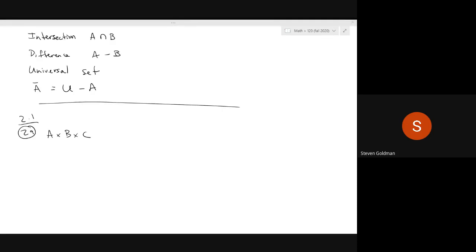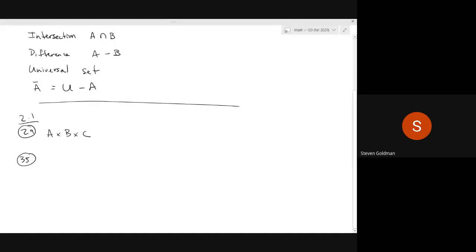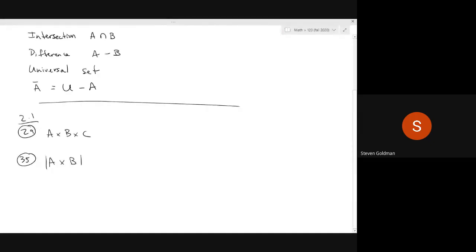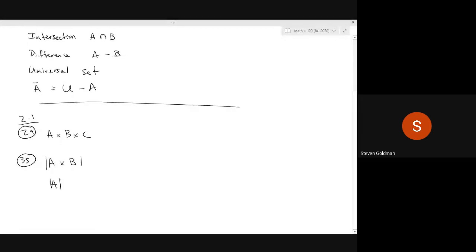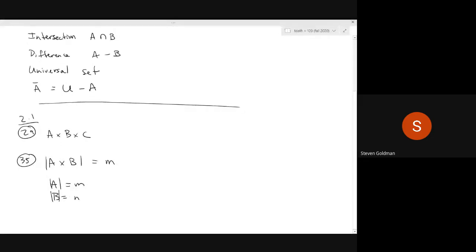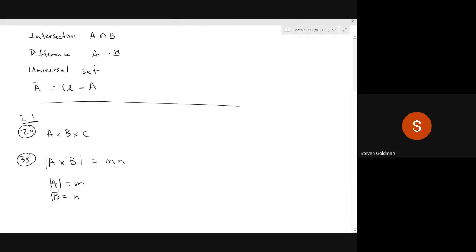All right. So that's 29. Let's move on to 35 now. 35 asks, how many different elements does A times B have if A has m elements and B has n elements? So the Cartesian product A times B, what is its cardinality? How many elements will it have? If the cardinality of A is m and the cardinality of B is n, it's just going to be their product, m times n.